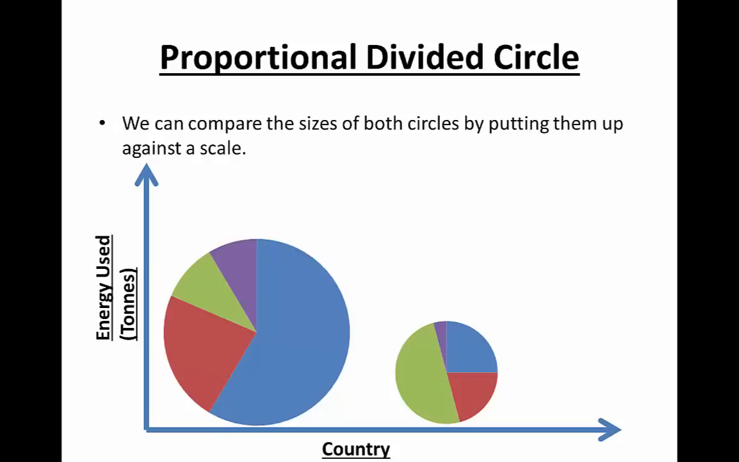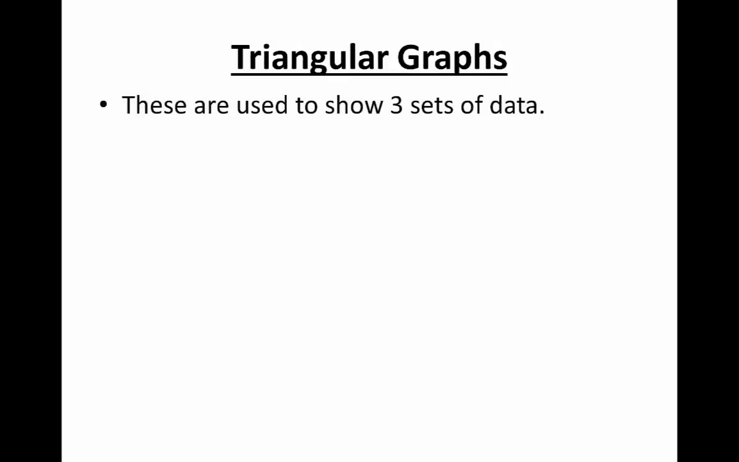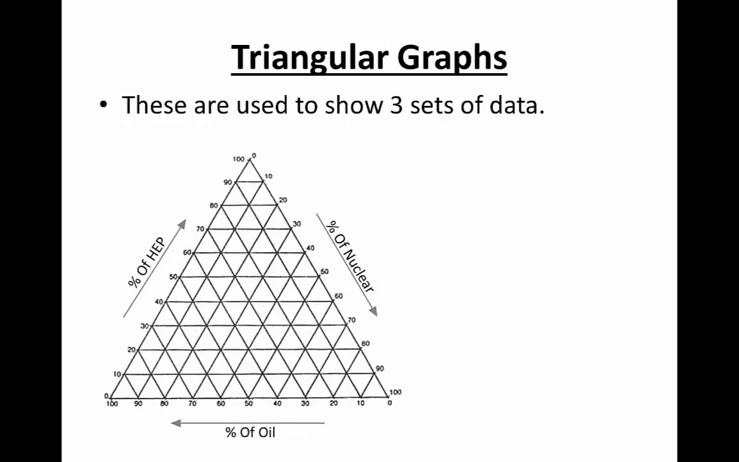So it's a proportional symbol to how much energy is really being used in that country. Now we're going to look at triangular graphs. These are similar to graphs, but they're meant to show three sets of data, and they look something like this. We have a triangle with a bunch of coordinates which we can plot on, and three different axes.